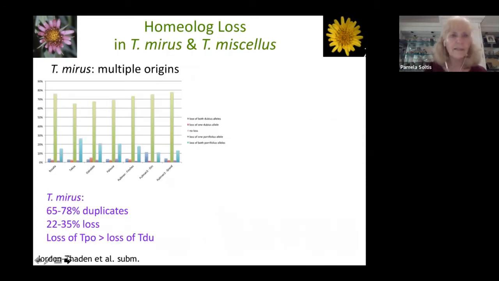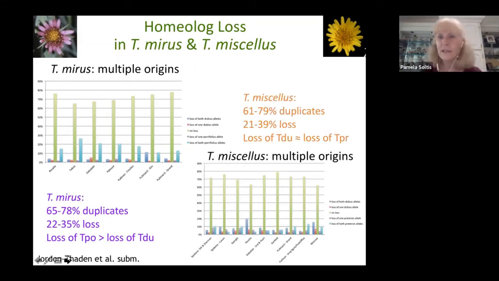Now, we did actually investigate these patterns across the multiple origins, and we see quite similar results, with the percentage of duplicates ranging from 65 to 78% of the loci surveyed, meaning that there was 22 to 35% loss. And in general, there was more loss of porphyrious than dubious across all of these populations. And again, quite similar results for the other tetraploid, Tragopogon miscellus, with 61 to 79% showing duplicates and 21 to 39% showing loss. And again, across all of these populations, on average, the dubious and pratensis losses were approximately equivalent.